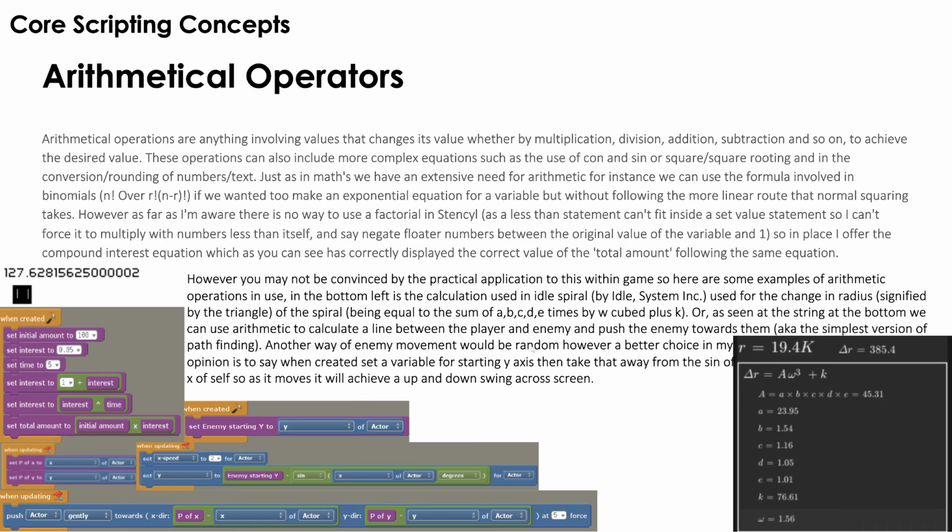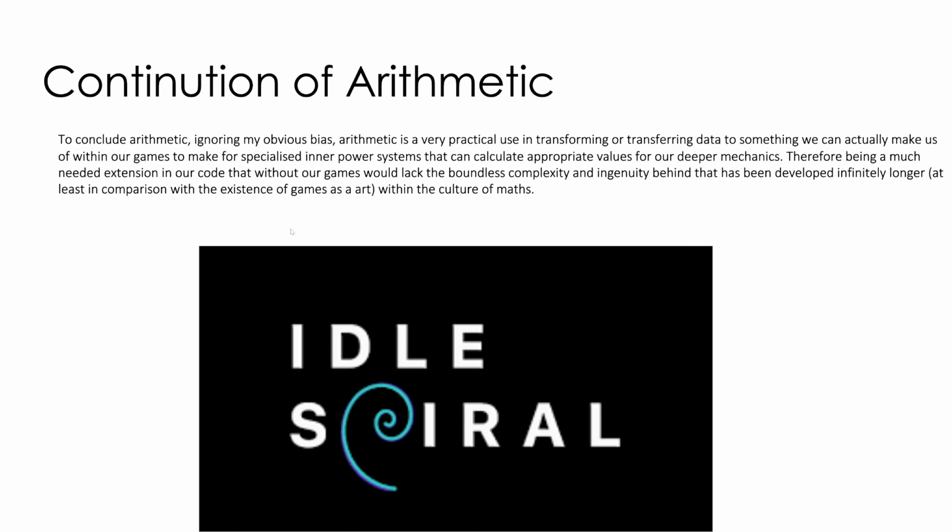Another way of enemy movement would be random. However, a better choice, in my opinion, is to say when created, set a variable for starting y-axis, then take that away from the sine of x of self. So as it moves, it will achieve an up and down swing across the game. Voice is starting to hurt. Continuation. Never mind. I thought I could expand on that, but no.